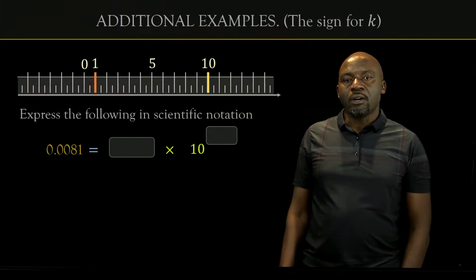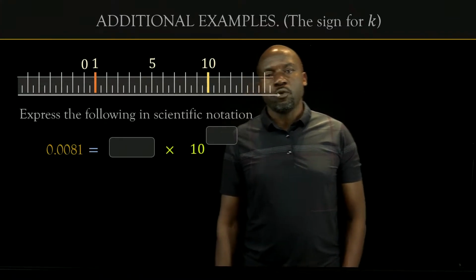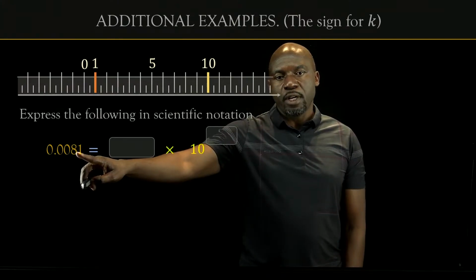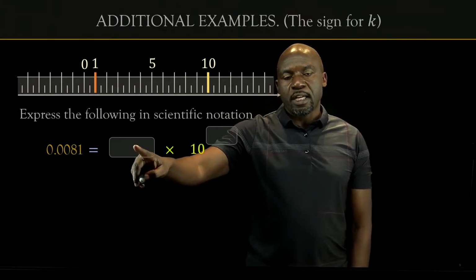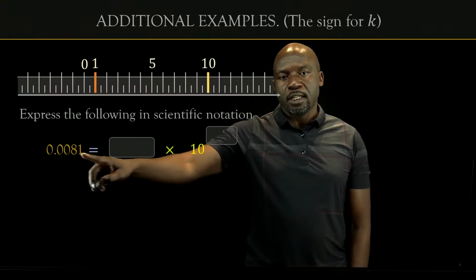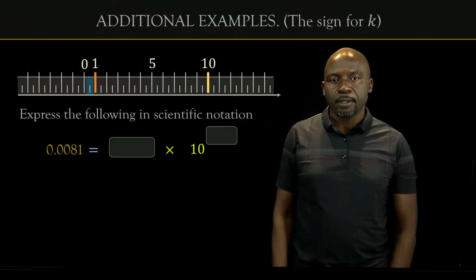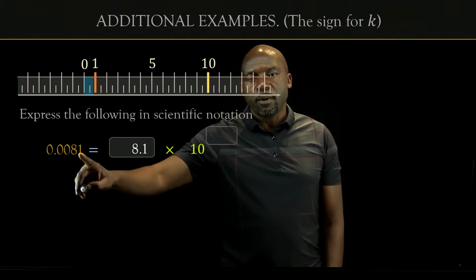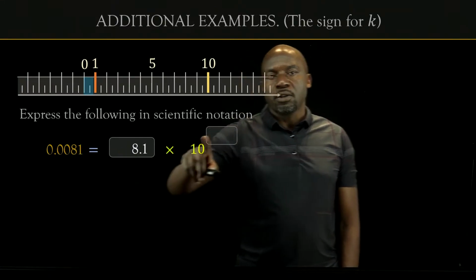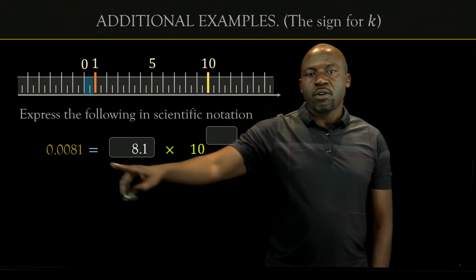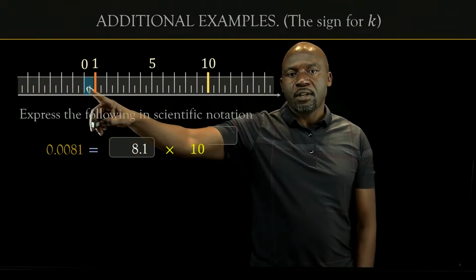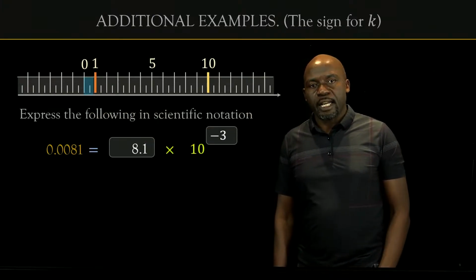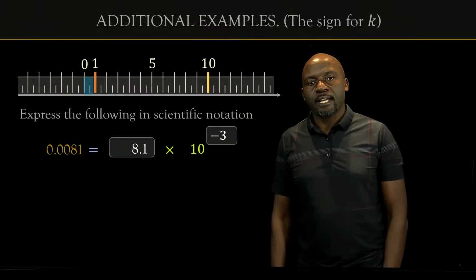Okay? What about 0.0081? Well, we need to move the decimal point right there between 8 and 1. So the number that lies between 1 and 10 with the same digits as 8 and 1 is 8.1. Okay? And we have moved 3 decimal places to make this. So this is going to be 3, but because that number is there, it's going to be negative, so we write -3. I hope this is making sense.